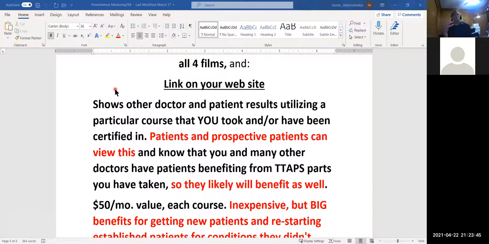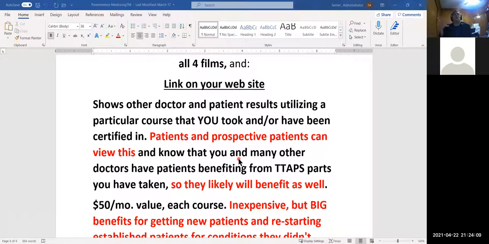Now it's more than just you saying that you can help with these. They're seeing that a lot of other people took the training and got the results. It really steps up your referrals. So you have one for each of parts 1, 2, 3, and 4. Now you don't have to be in the mentorship for that. That's $50 a month if you don't do the mentorship, but you get it free for a year with the mentorship.